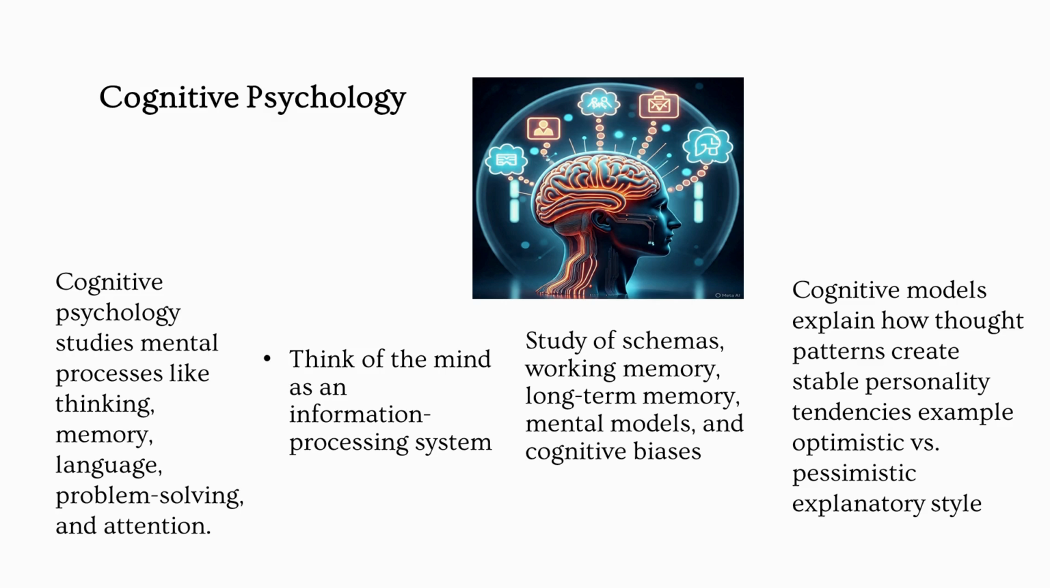The strengths include precise experimental paradigms and fertile integration with neuroscience, whereas the limitation is that the approach is criticized for treating the mind like a computer and ignoring social and emotional context. Cognitive models explain how thought patterns create stable personality tendencies, for example optimistic versus pessimistic explanatory style, and inform cognitive behavioral techniques for personality change.